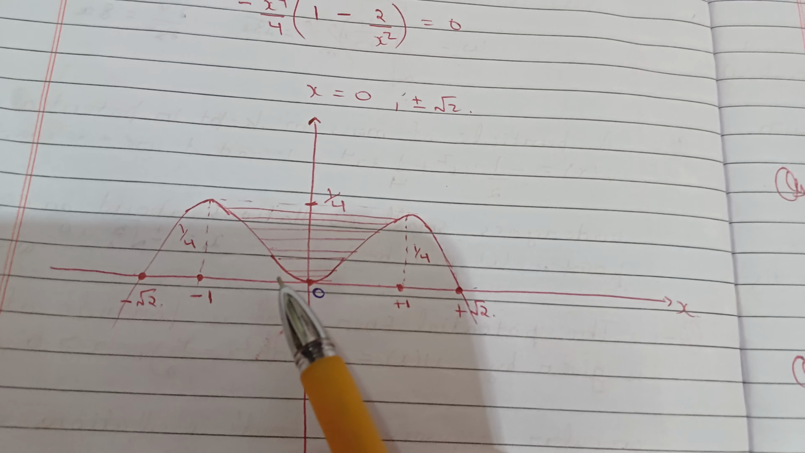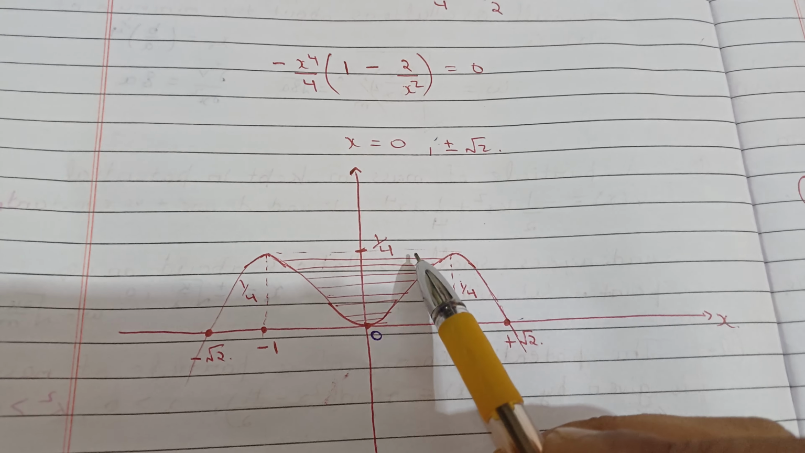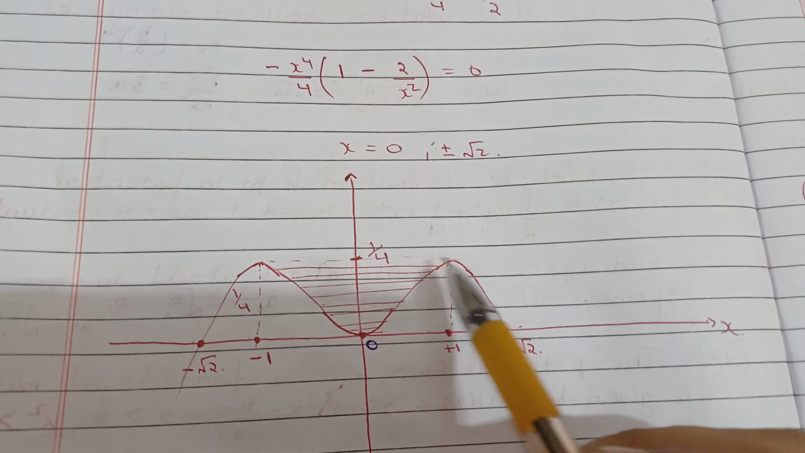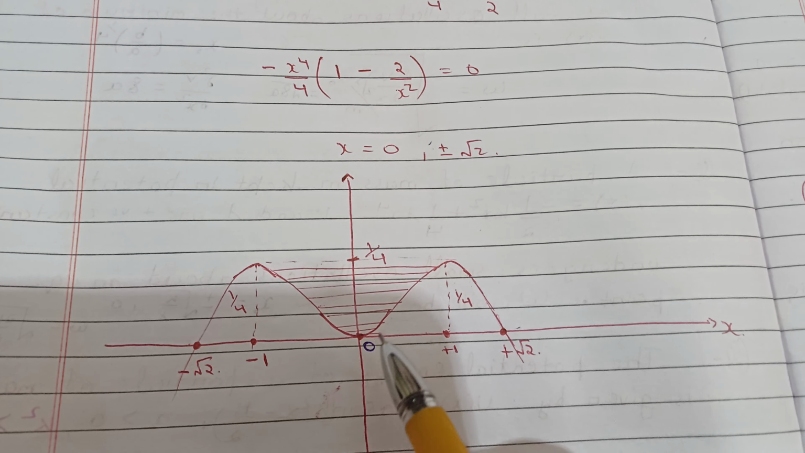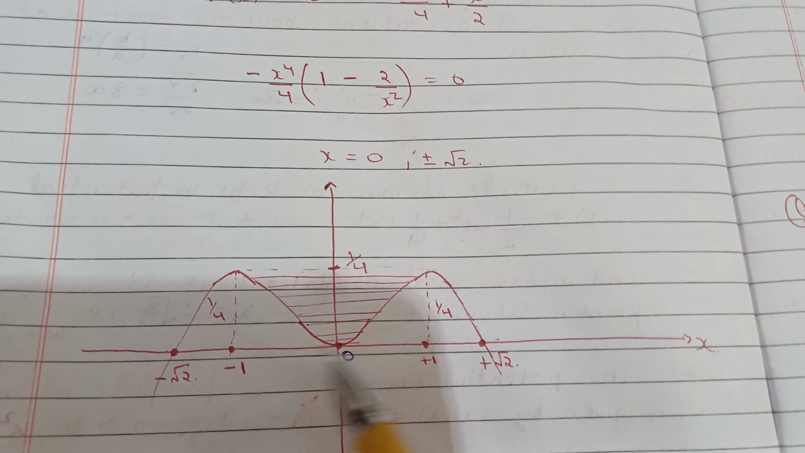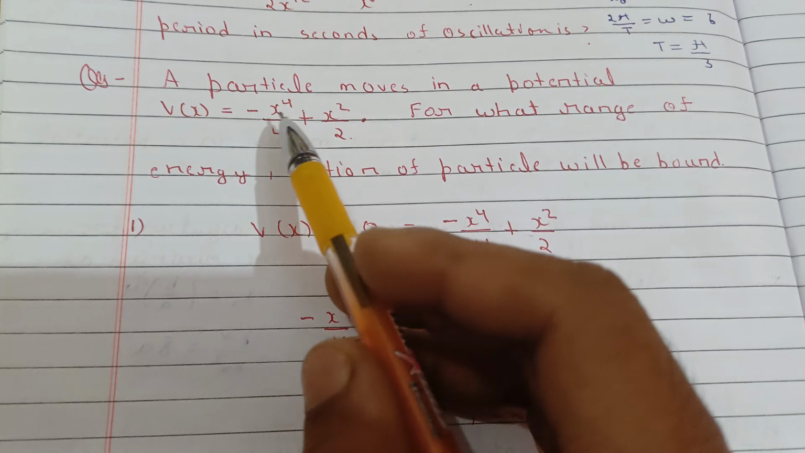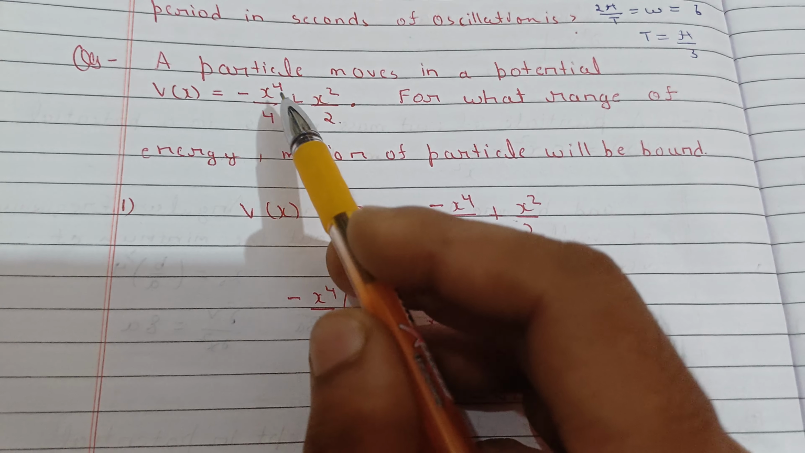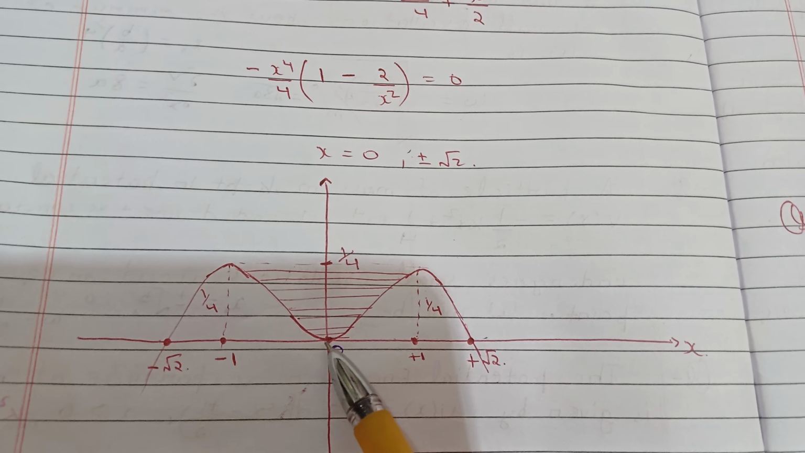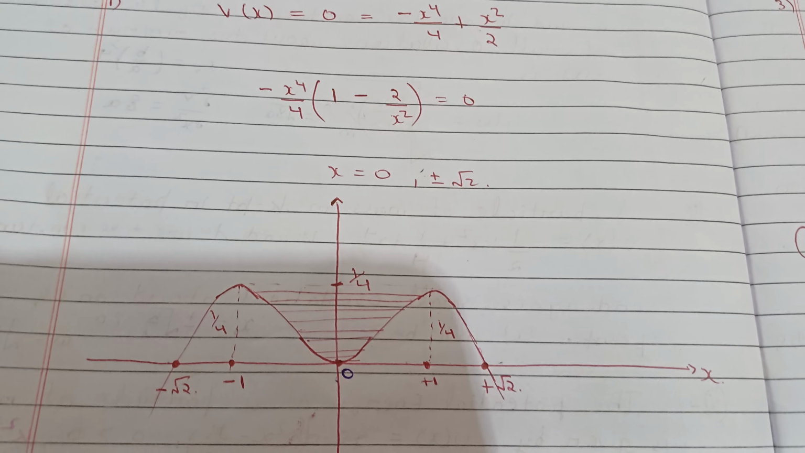Now you have the curve, so you can find the energy range in which the particle is bound. You can see from here that only in this region can the particle be bound. So find the value of energy at this point. How can you find it? At plus 1 or minus 1 you can find the value of energy. This will be your maximum value. Just substitute 1 here, it will give you 1 upon 2 minus 1 upon 4. So 1 upon 4 will be the answer here. At 0 it will be 0. So this is the energy range, 0 to 1 upon 4. This will be your bound motion energy range.